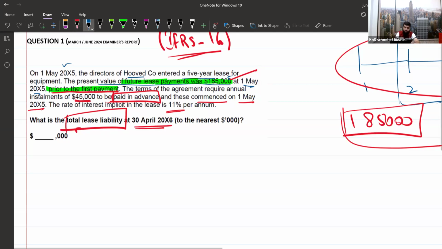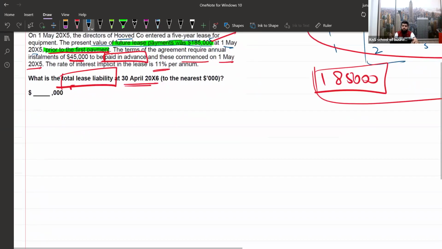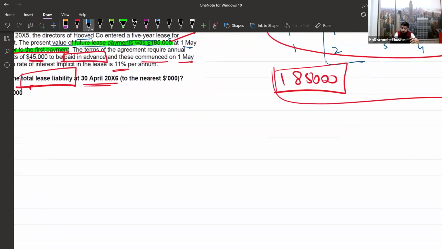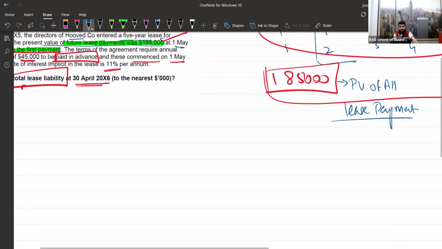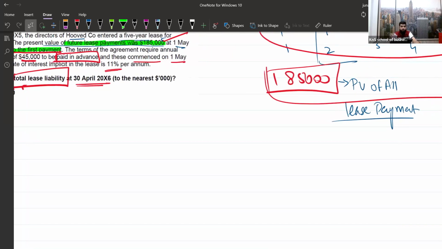Now, how are we going to solve this question? First of all, you need to remember this is an advance case. Second, this is not the future lease payment. It is basically the present value of all lease payments. Although it's written there that it is the present value of future lease payment, because of the second phrase that I read out, that it is prior to the first payment, it indicates that it is basically not the future lease payment, it is the present value of all lease payments.